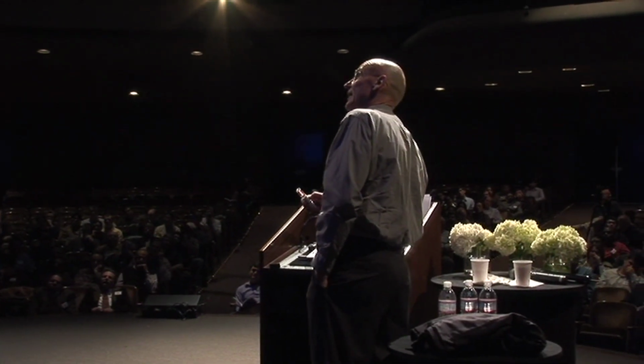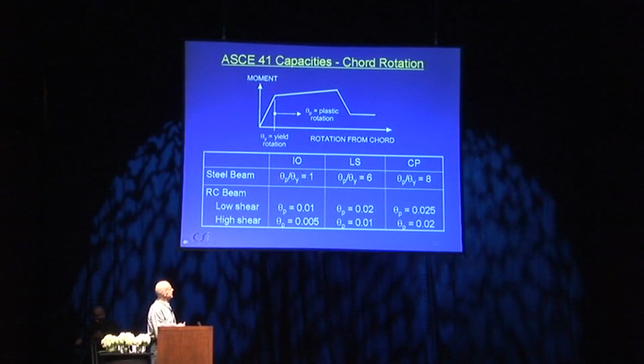Steel beam first. ASCE 41 gives the capacities in terms of a ratio of plastic rotation to yield rotation. So for IO, it's 1, which means you can get to double the yield rotation. Life safety 6, you can get to 7 times yield rotation total. CP, it's 8, means you can go out to 9 times the yield rotation total. And it does vary with axial force, as we can talk about later, but ASCE basically does this for all beams, regardless of the span to depth ratio and things like that.